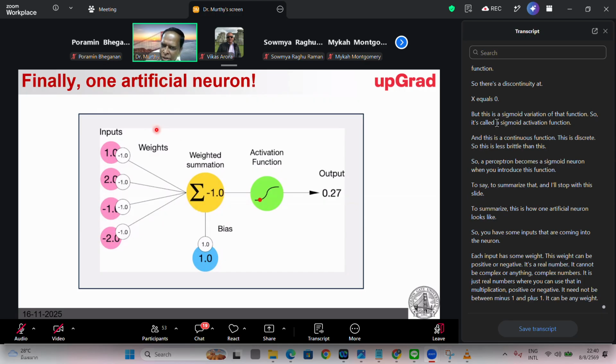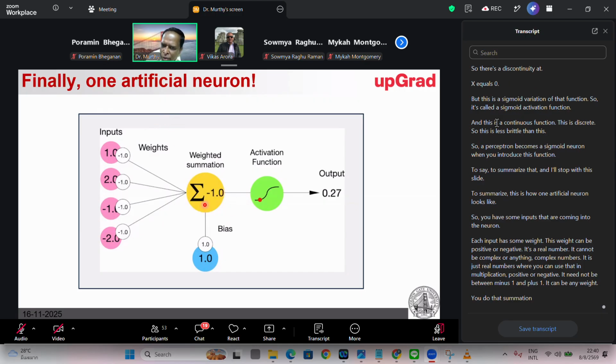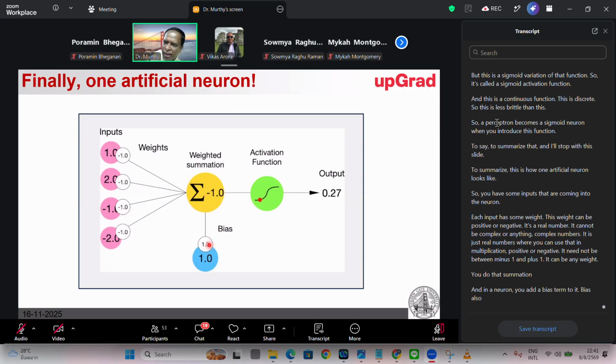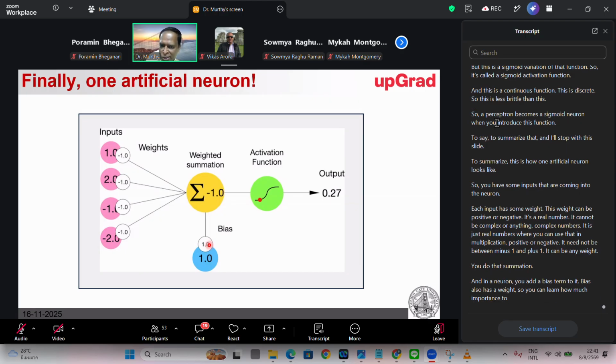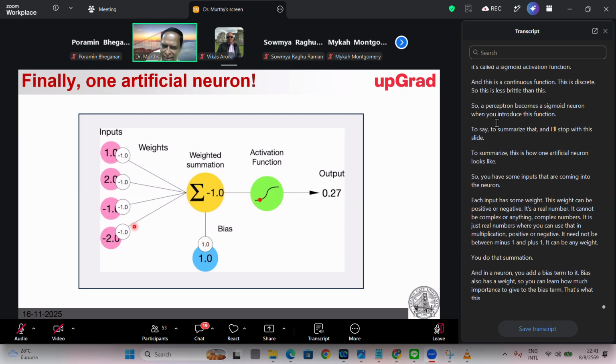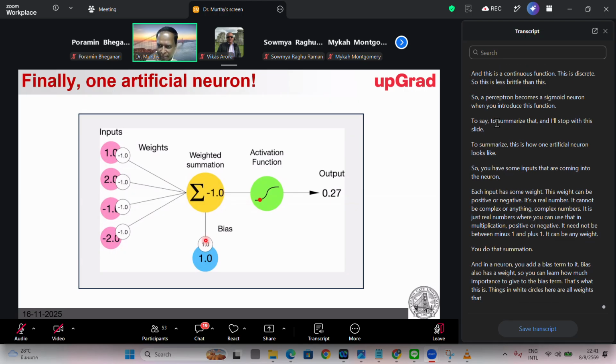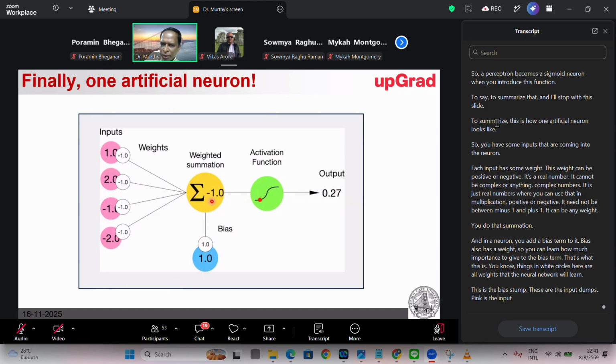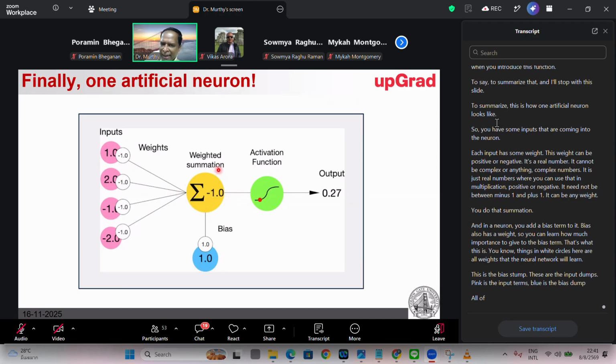You do that summation, and in a neuron, you add a bias term to it. Bias also has a weight, so you can learn how much importance to give to the bias term. Things in white circles here are all weights that the neural network will learn. This is the bias term. These are the input terms. Pink is the input terms. Blue is the bias term. All of them get added in the body of the neuron.